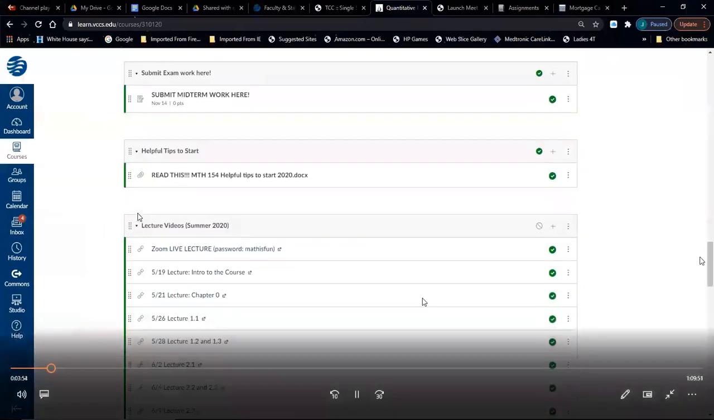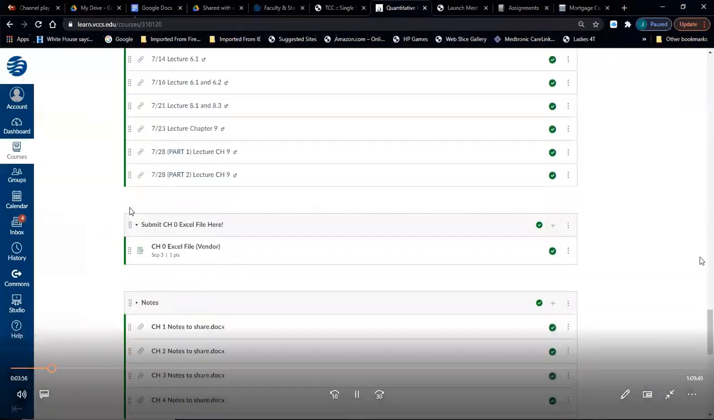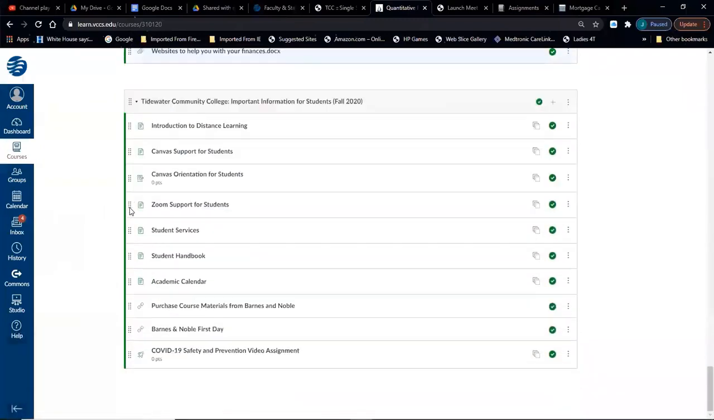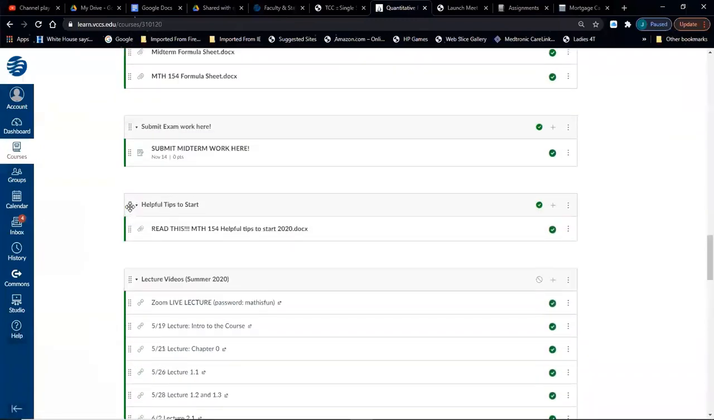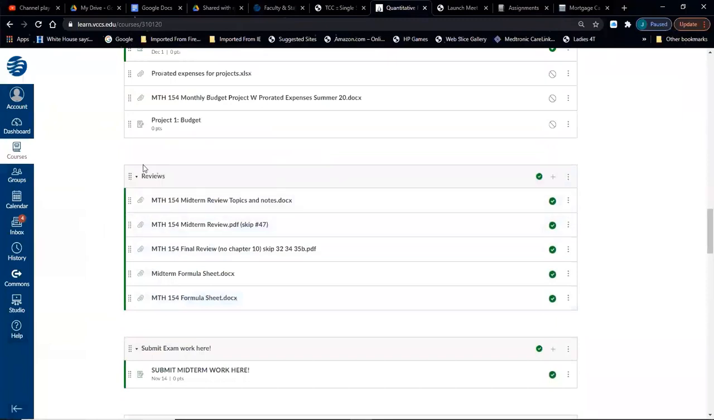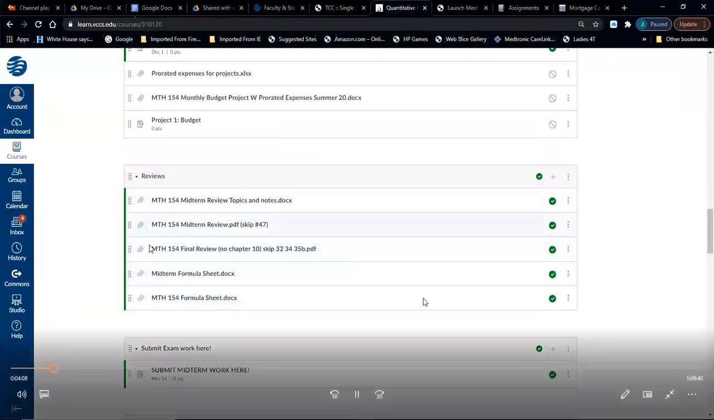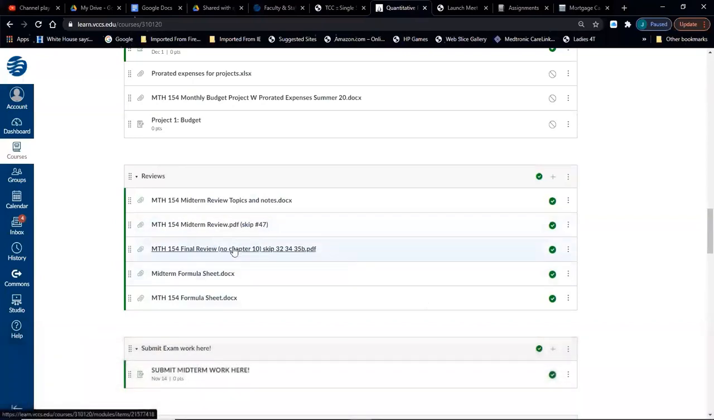Just going to one of my Canvas shells. Where are they? Must be further at the top. Here we go. So under reviews, that's where you find your midterm review. I also put an additional final review if you just really like the paper or pencil version of it with just questions and answers and nothing to guide you. This does have some chapter 9 stuff in it though, so just be warned that anything from chapter 9 you probably wouldn't see on the final itself, except very simple stuff.